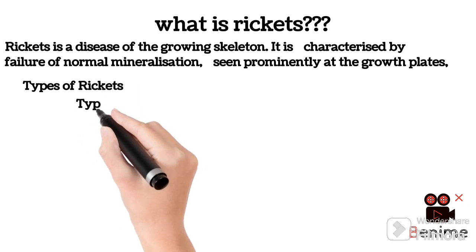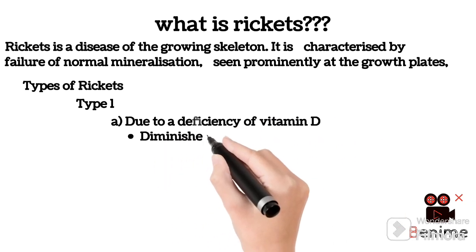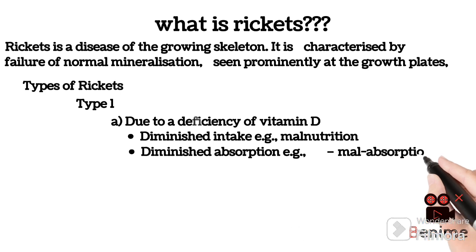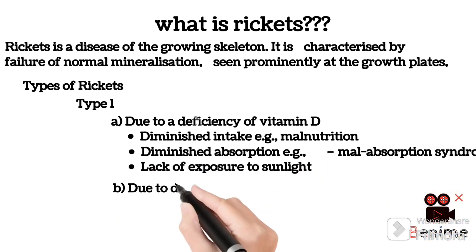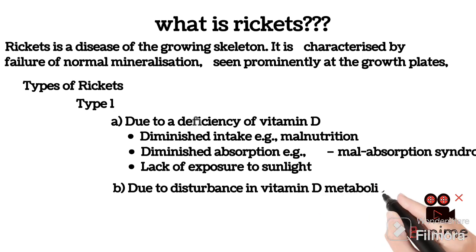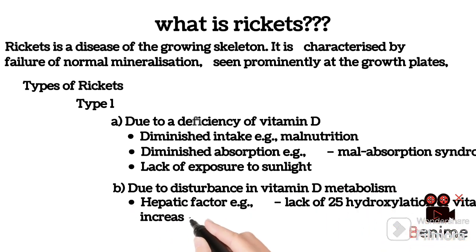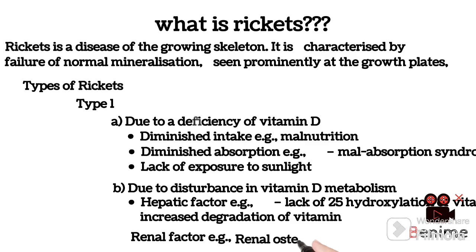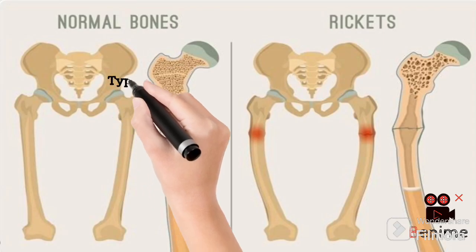Types of rickets. Type 1. A. Due to deficiency of vitamin D: diminished intake, for example malnutrition; diminished absorption, for example malabsorption syndrome; and lack of exposure to sunlight. B. Due to disturbance in vitamin D metabolism: hepatic factor and renal factor, for example renal osteodystrophy.